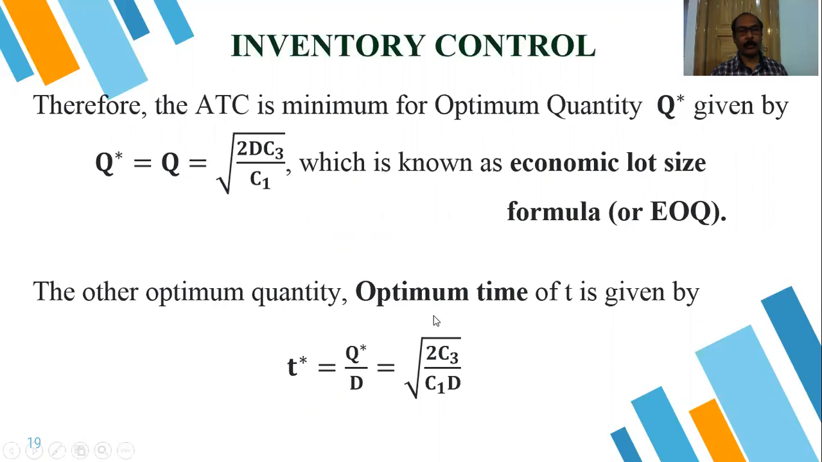The other optimum quantity that we have to find out is the optimum time. Time T is given by T star is equal to Q star by D. As per our definition, whatever relation we got there, T equal to Q by D. Okay, we can find out T star equal to Q star by D. Q star by D equal to square root of 2C3 by C1D. From that we will get that. If we divide it by D, it goes inside. And one D will be cancelled out, 1 will be here.